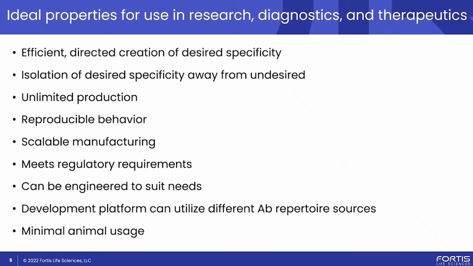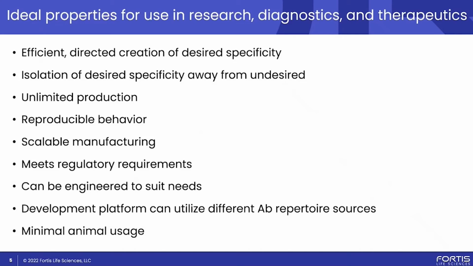You should also be able to make as much of the antibody at a time as you need. Ideally, the antibody will meet regulatory requirements, whatever those might be for the intended use. Preferably, you would be able to make changes to the antibody to suit the needs of the end use application. Ideally, you would also be working with a platform that can access the antibody repertoires of different species.